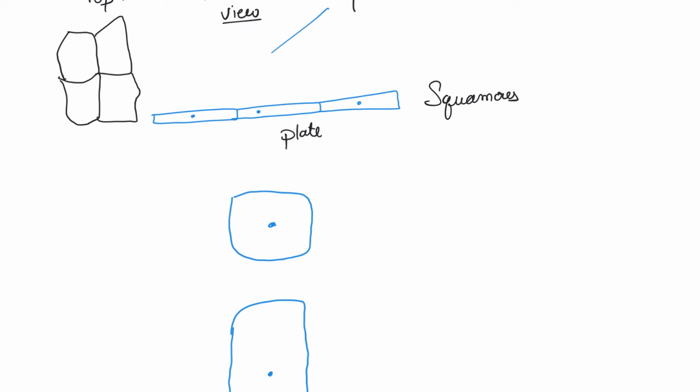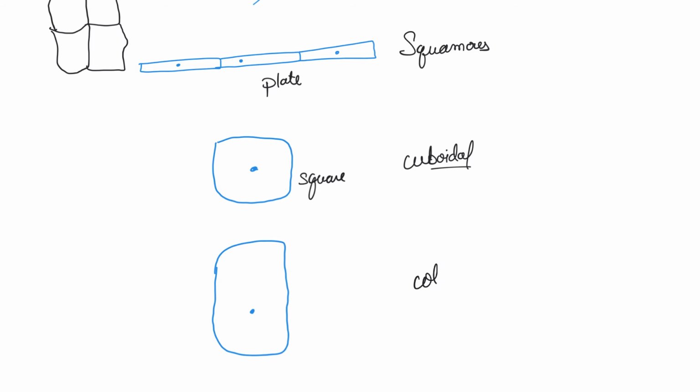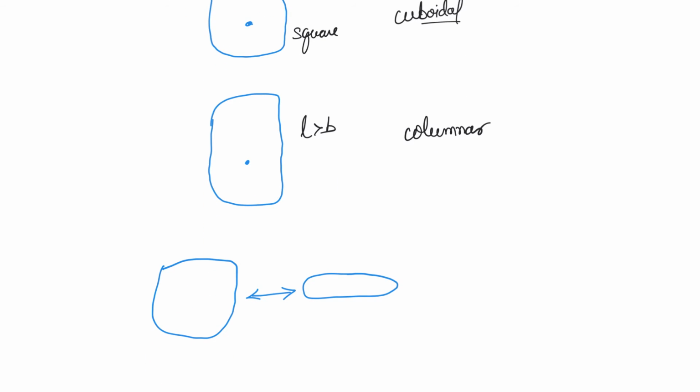Now, next category, as you can see, is cuboidal. That means the cells are shaped like a square from the side. And the next category is columnar, which means they are more in length than they are in width. So let me just write L is greater than B in mathematical terms. There's one type which is found at very selective places.